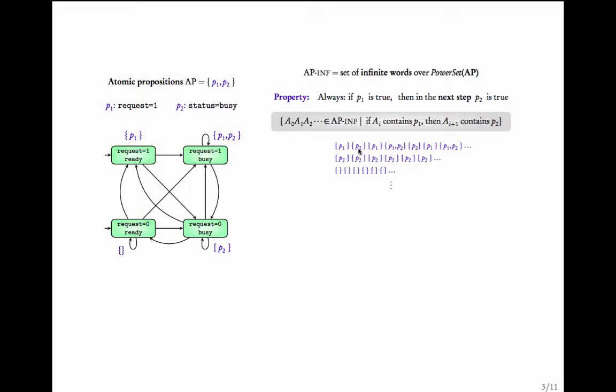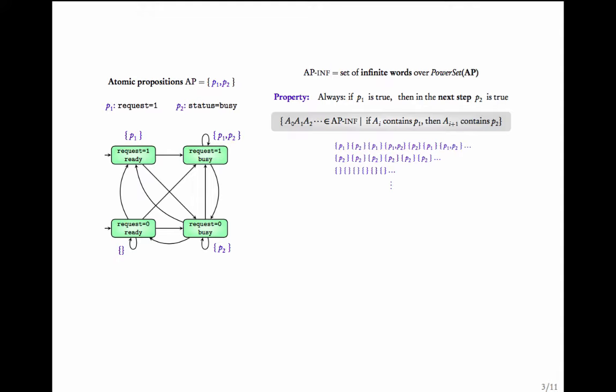Look at this word. Here P1 is true, then in the next step P2 should be true. Yes, indeed. Here again P1 is true, so P2 should be true here, and so on. In this word, P1 is never true, so we have nothing to check. Same for this word. The condition just says that if P1 is true, then in the next step P2 should be true.